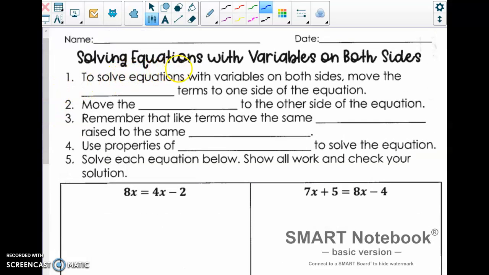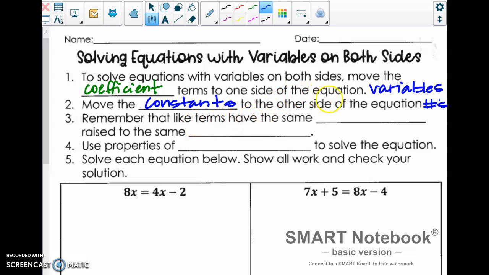To solve equations with variables on both sides, you move the coefficient terms, that's like the variables basically, to one side of the equation. That's basically just the variables. You move all the x's to one side. Then you move the constants. Remember, constants are just numbers by themselves. So you just move the numbers to the other side. That's what we want. We want x's on one side, numbers on another.